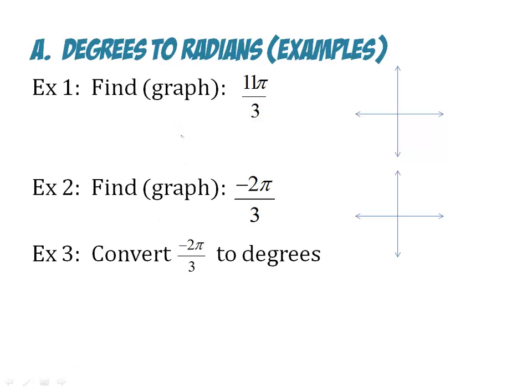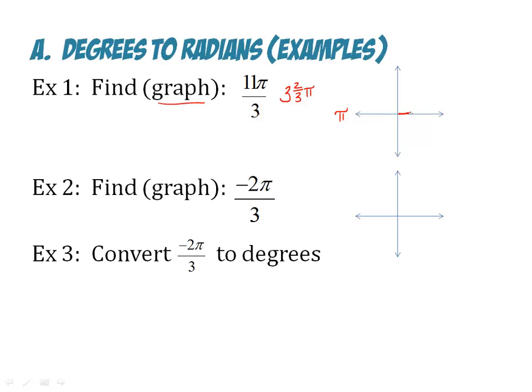Alright, so first, this first one, it says just to graph 11 pi over 3. Alright, let's think about this. In my graph, I know that pi is here. 11 pi over 3. That means, if I convert this to a mixed number, let's think about this. 3 goes into 11 3 times, with 2 left over. So 3 2/3 of a pi.